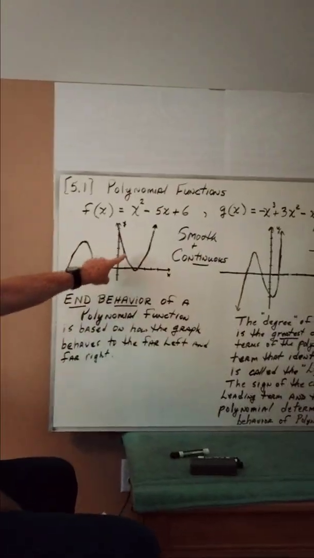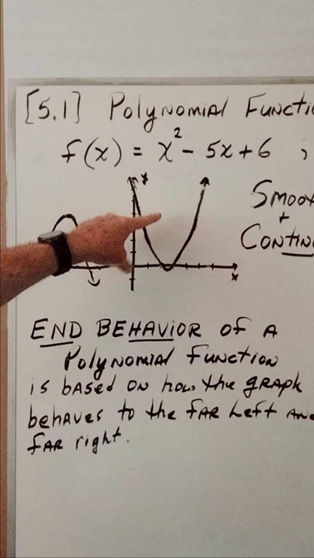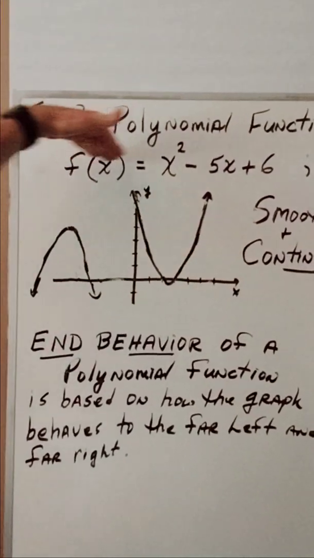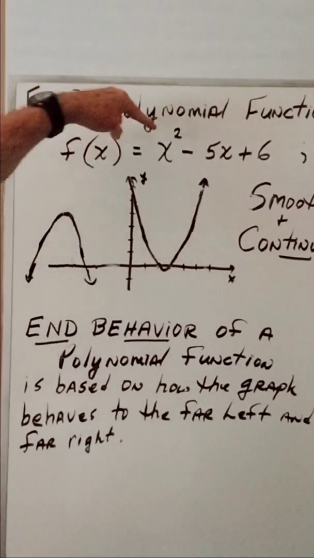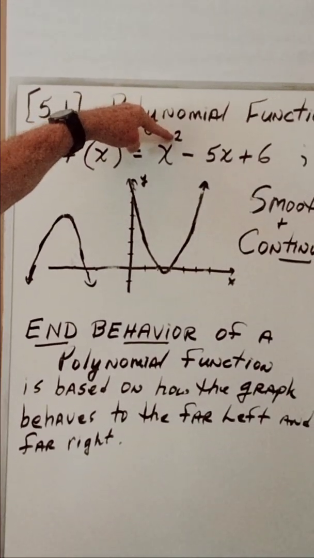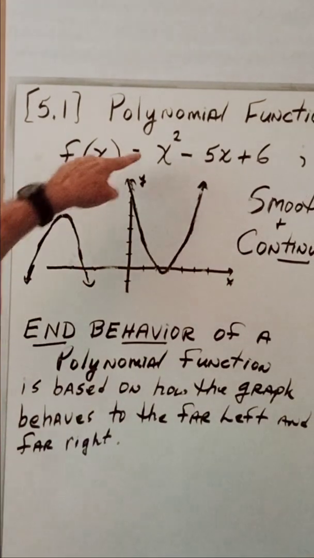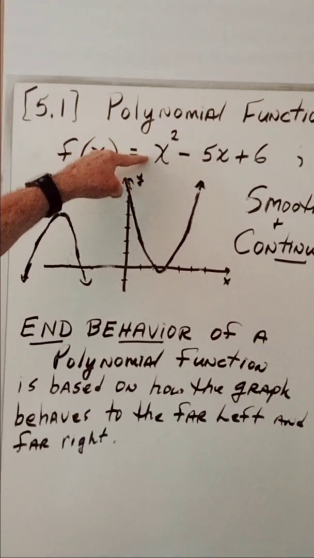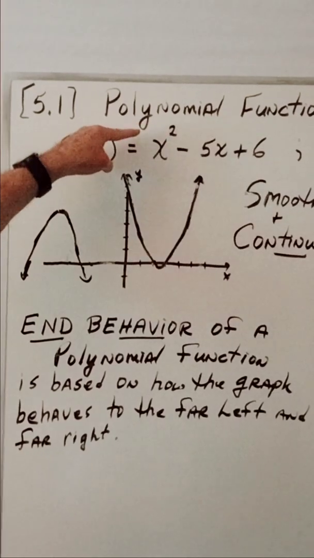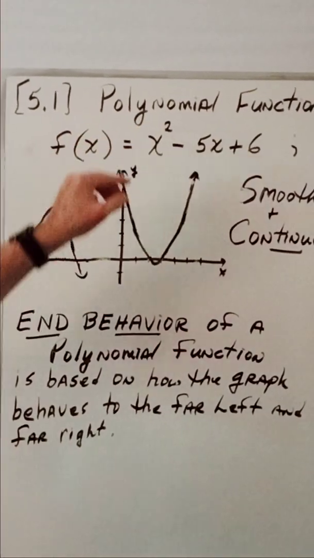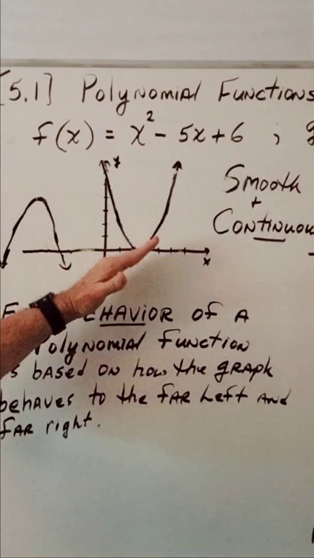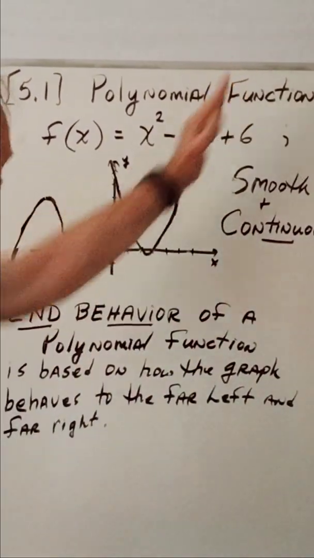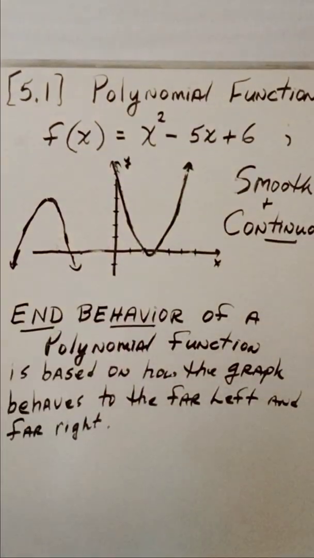Case in point, this parabola right here. It is the graph of this polynomial function. It's actually a quadratic function. Look at the degree. The degree is 2. Even. Coefficient is positive. If the degree is even and the coefficient is positive, the graphs will have the same behavior. It'll rise to the right and it'll rise to the left.